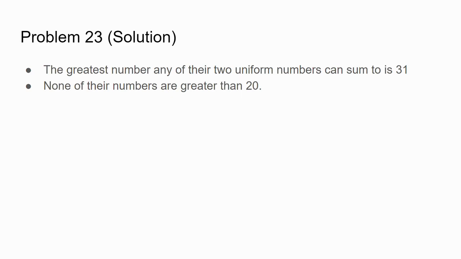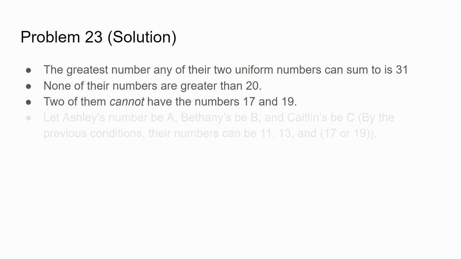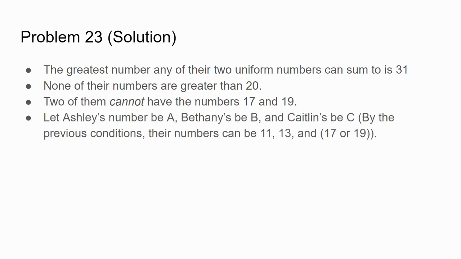So if you had something greater than 20, plus another 2-digit number, you're going to have something greater than 31 if both are prime, because the greatest prime number greater than 20 is 23, and then 23 plus 11 gives you 34, which doesn't work. Also, two of them cannot have the numbers 17 and 19. If they did, then these two would have a sum of 36, which is greater than 31, and thus invalid. So, let Ashley's number be A, Bethany's be B, and Caitlin's be C. They always do the naming like this, it's quite nice for the variables.